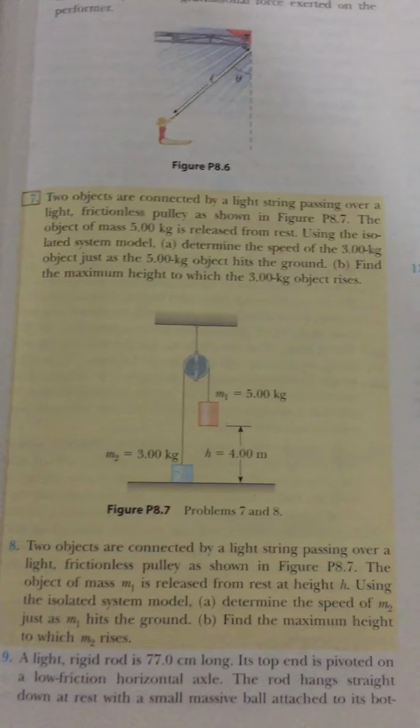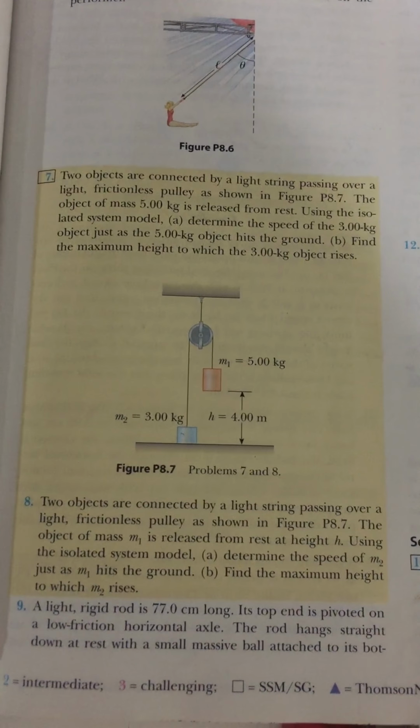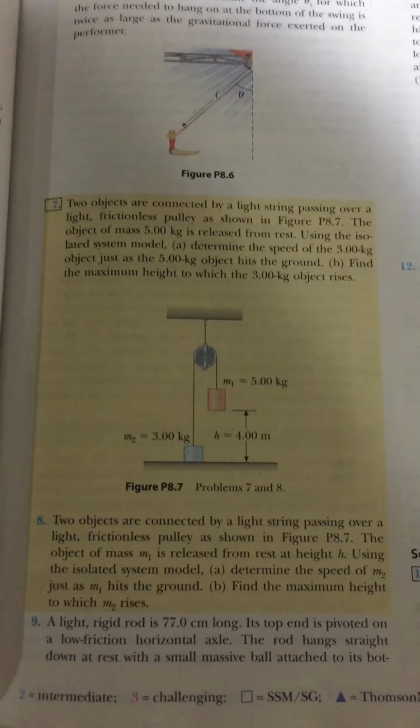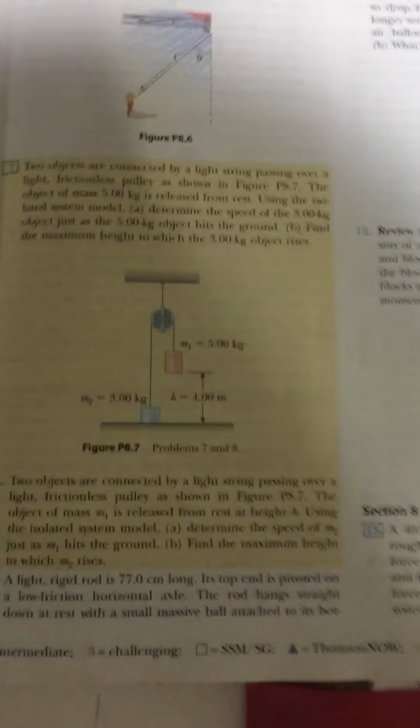Using the isolated system model, determine the speed of the 3 kilogram object just as the 5 kilogram object hits the ground. Find the maximum height to which the 3 kilogram object rises.